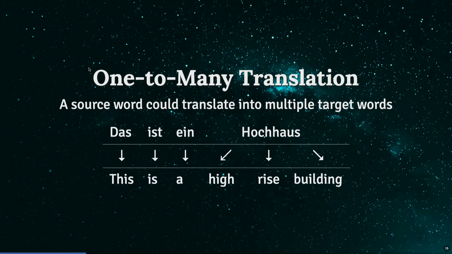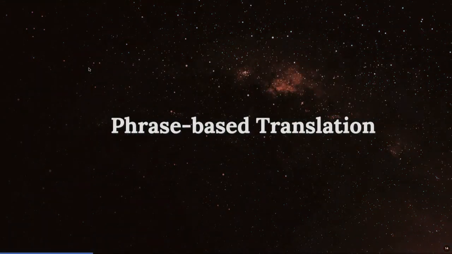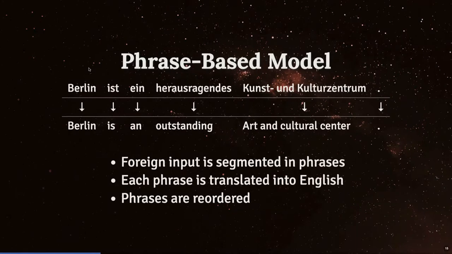But a better way of translating that is going with phrases, phrase-based translation. So this is going to be tough. Let's say we have a sentence, Berlin ist ein herausragendes Kunst und Kulturzentrum. That is good, right? So Berlin is an outstanding, and we have one phrase translating into a complete English phrase, art and cultural center, right? So basically what you do is the input is segmented into phrases, and you try translating each of those phrases into the corresponding English. And then sometimes you may have to reorder the phrases so that it makes sense.